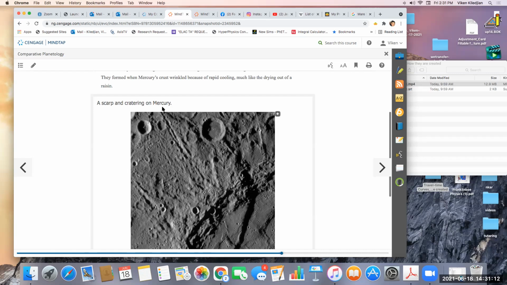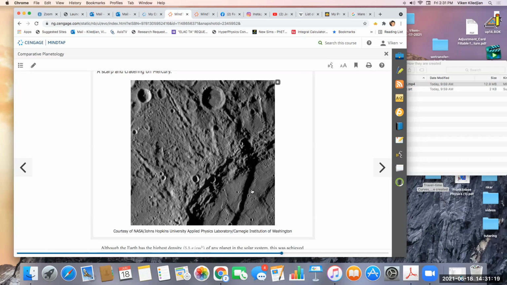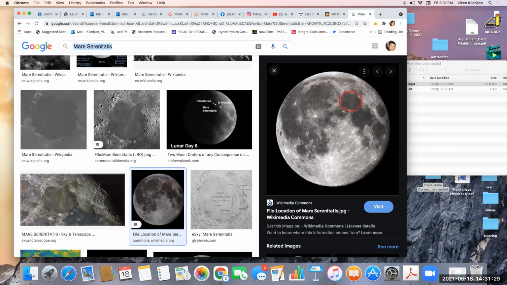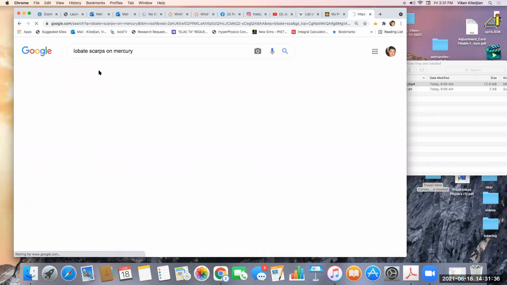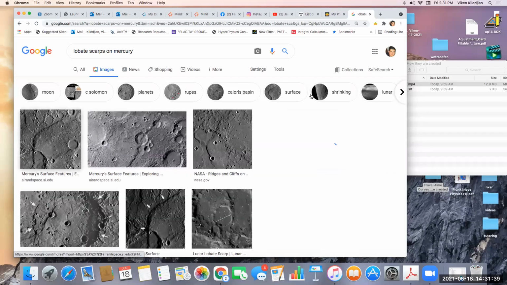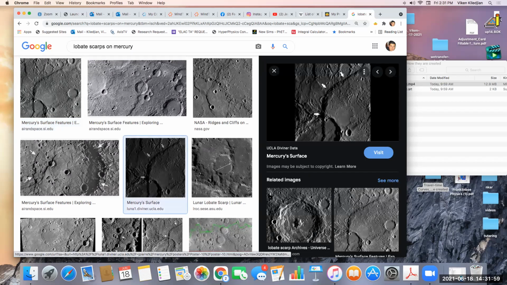Lobate scarp and cratering on Mercury. This is the lobate scarp right here. I believe right here, all of this, you see, one side of it is higher than the other side by about 3 kilometers. So we can see here lobate scarp on Mercury. Several pictures of it, you see here. Now, we can't tell that one side of it is that much higher than the other because we're looking at it from the top. But if we go on the surface and take a picture, this side will appear as a mountain like 1.5 miles higher than this, you see. Yeah, those are some good pictures there.